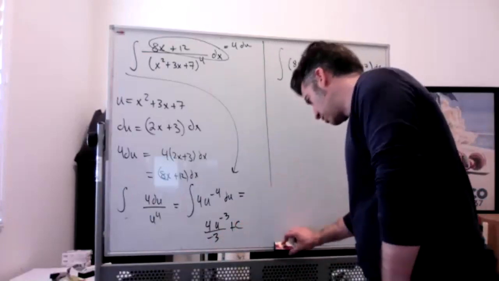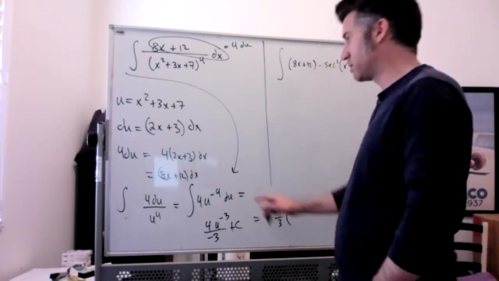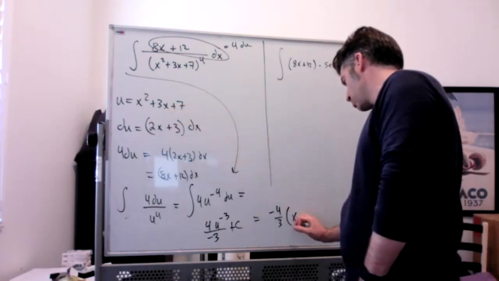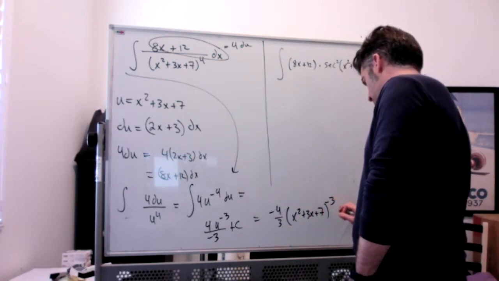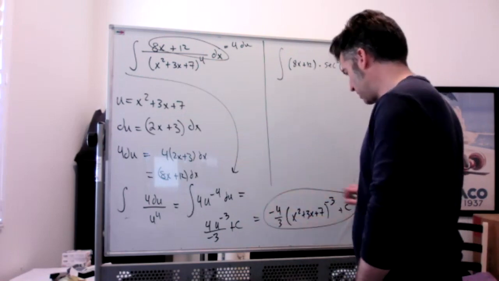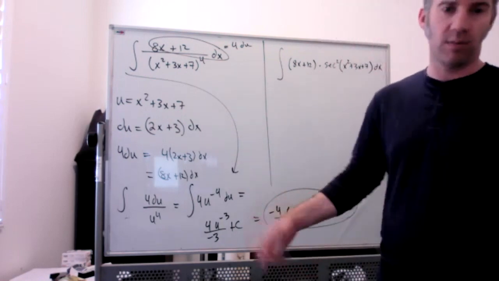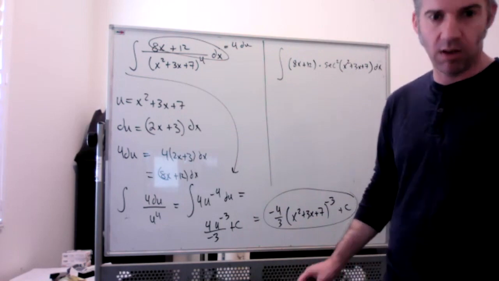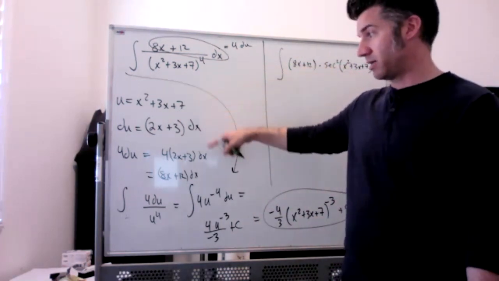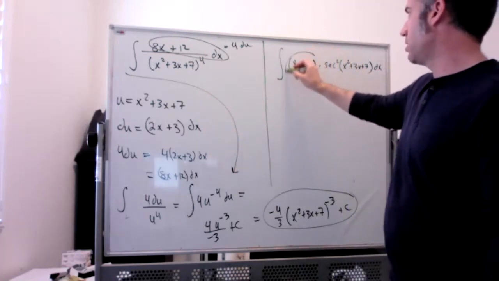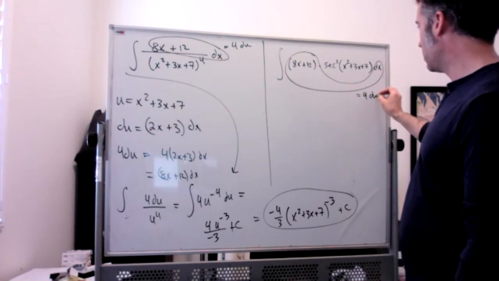And then that's going to equal negative 4/3 times u to the negative 3rd. And you can leave it like this, or you can write it as negative 4 over 3 times x squared plus 3x plus 7 to the positive 3rd. Same idea here, right? You're making the literally exact same choice. So now here, that's my 4 du.